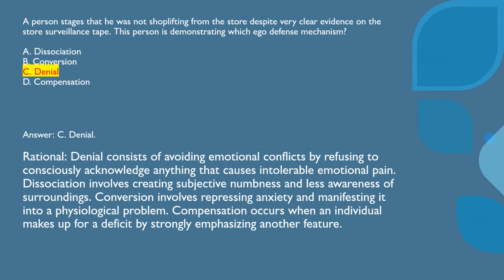Answer C. Denial. Rationale: Denial consists of avoiding emotional conflicts by refusing to consciously acknowledge anything that causes intolerable emotional pain. Dissociation involves creating subjective numbness and less awareness of surroundings. Conversion involves repressing anxiety and manifesting it into a physiological problem. Compensation occurs when an individual makes up for a deficit by strongly emphasizing another feature.